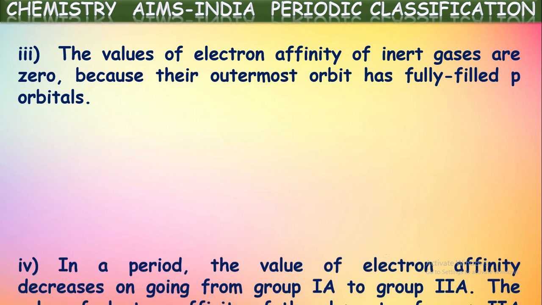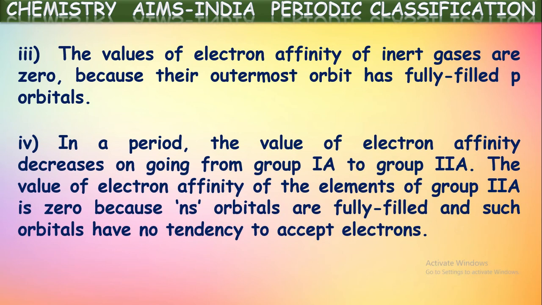Okay. One more. In a period, the value of electron affinity decreases on going from first group to second group. So here, because of special electronic configurations, from first group element to second group also it is decreasing. The value of electron affinity of the elements of second group is almost becoming 0 as their ns orbital is fully filled. For example, if we see sodium and magnesium, what is the valence configuration of sodium?